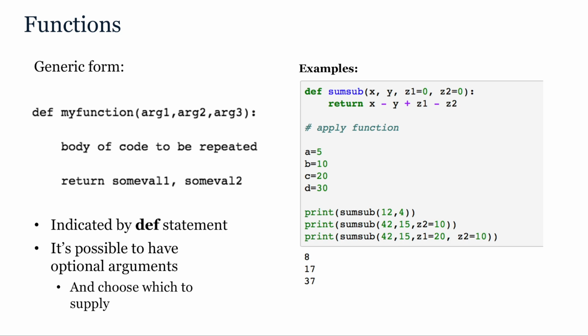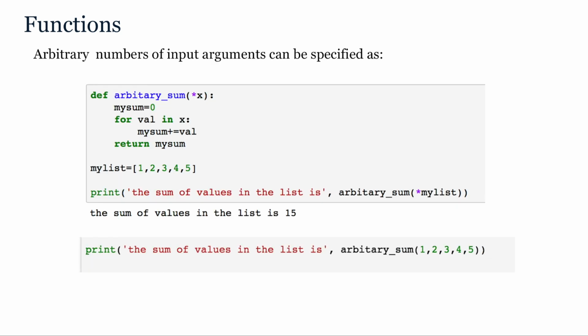So here, we're printing out the output of this function for no optional arguments, just one, where here you can see that it's actually the second optional argument, z2, and here with both optional arguments. Finally, arbitrary numbers of input arguments can be specified using the following syntax, so asterisk, and then you can supply an arbitrary list of however many arguments you want. This functionality would also be possible if you supplied X as a list.